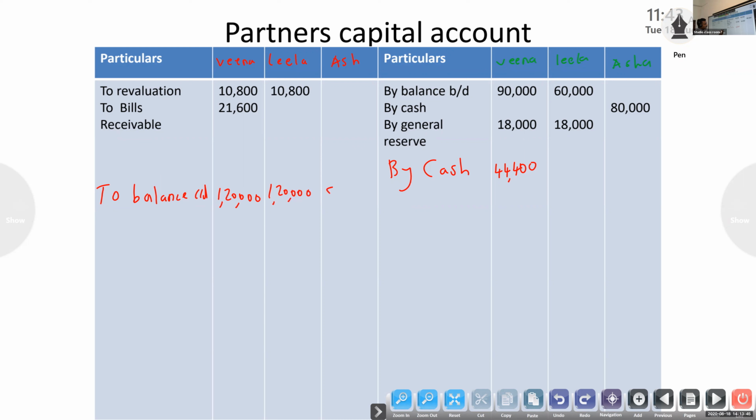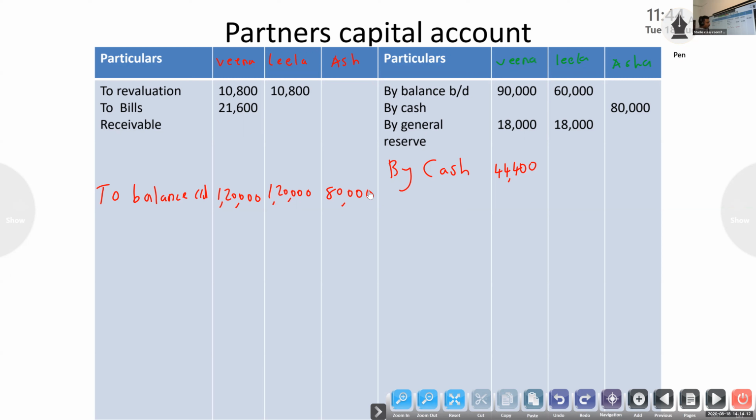Now we find the capital of the old partners on the basis of the new capital. That will be the balance. To get that, what do we have to do? Whether she has to bring or can withdraw. That is the adjustment of old partners' capital on the basis of the new partner's capital. By cash.